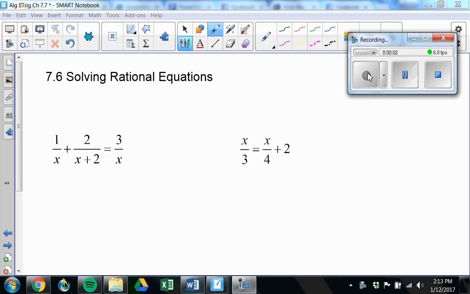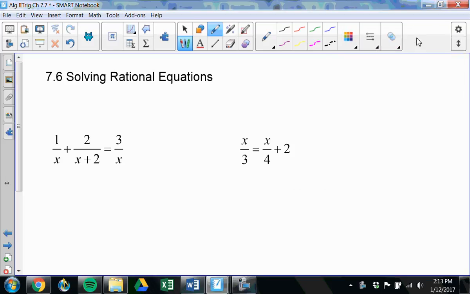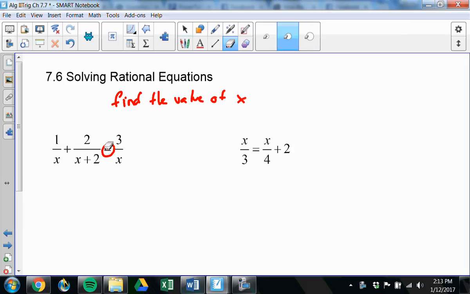Okay, Chapter 7, Section 6 is on solving rational equations. So far with Chapter 7, we've been simplifying a lot of rational expressions. This is the first time we've had an equal sign, meaning an equation we have to solve, we have to try and find the value of x. Whenever you have an equation, you're typically going to be solving or evaluating it. In this case, we want to find the value of x.